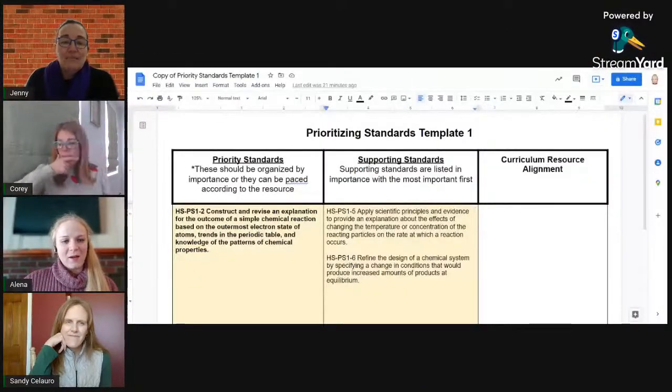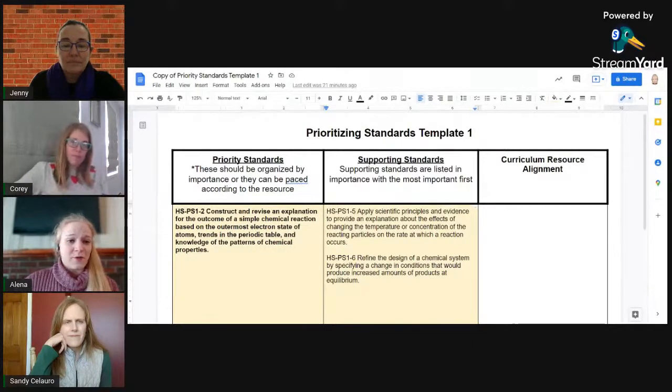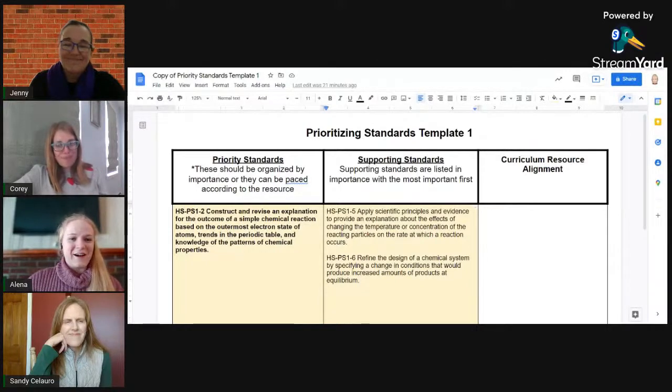This one's not as comprehensive and it's definitely not done. This is just something I threw together just so that we can take a look at a different content area. So this is a science example, you know, probably not too surprised that I would use a science example.